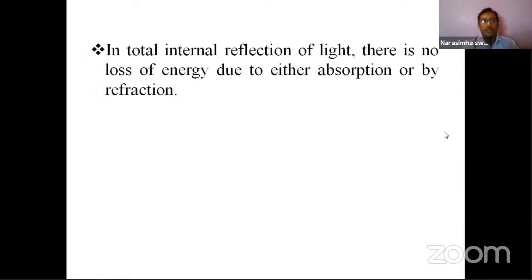In total internal reflection, there is no loss of energy. Just now I told you. So why is it called so? Total internal reflection means that whatever amount of light ray you send at an angle greater than the critical angle, the same amount of light ray will reflect into the same medium, and there is no question of either absorption or refraction by the medium. That's why it has the name total internal reflection.